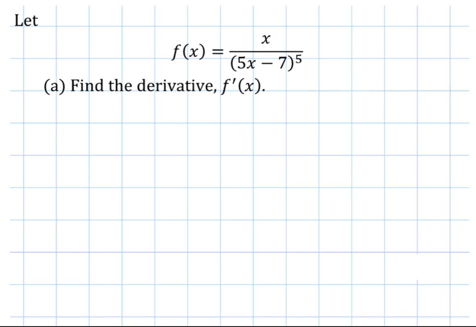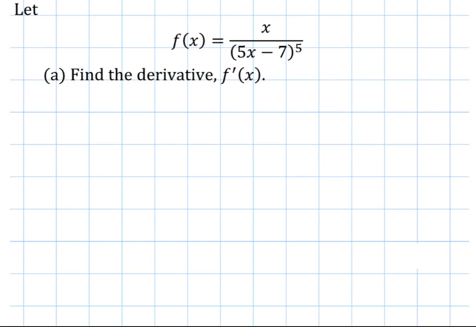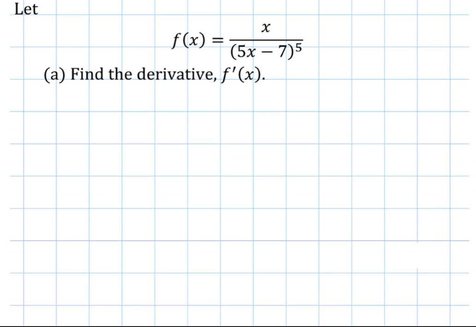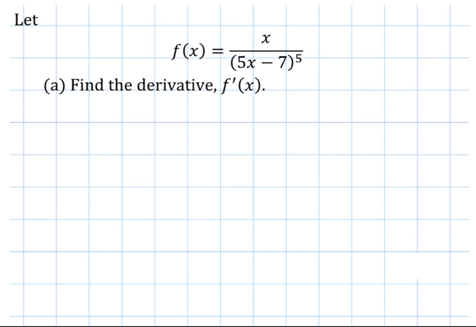We have this problem where we have to find the derivative of a function, and after that we will find the values where the tangent line to the function is horizontal. First, we'll take the derivative. This is a quotient, so we use the quotient rule.